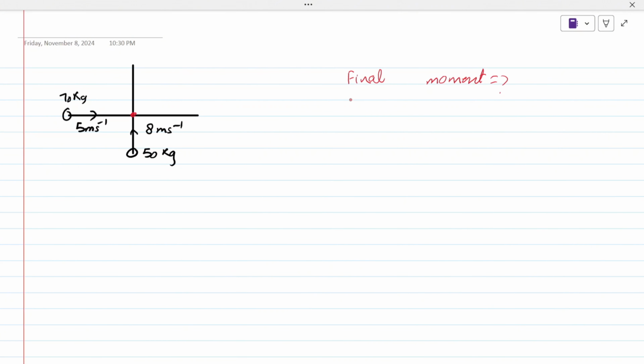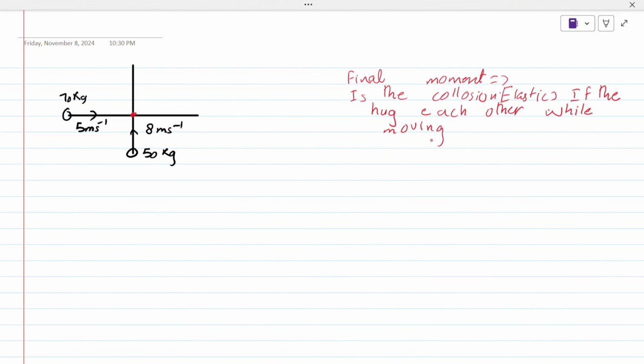That is the first question. The second question is: is the collision elastic? Suppose they hug each other while moving. It means that at this point they just hug each other and start moving in this direction.